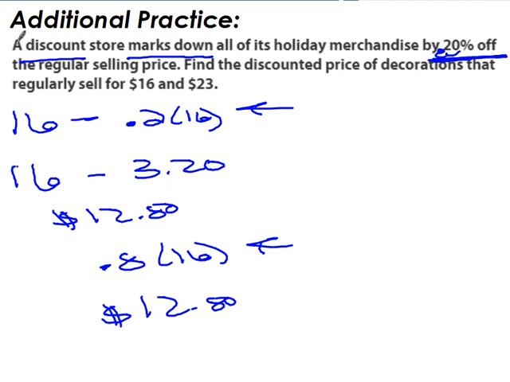So again, go ahead and pause, and then do the same thing for the $23 item, right? The two different expressions, and then go ahead and solve once you have your two expressions.